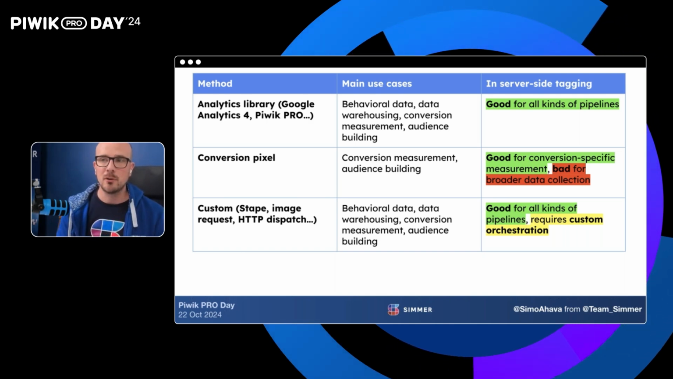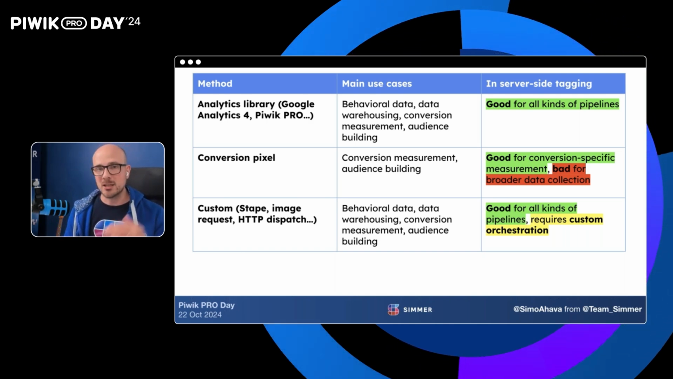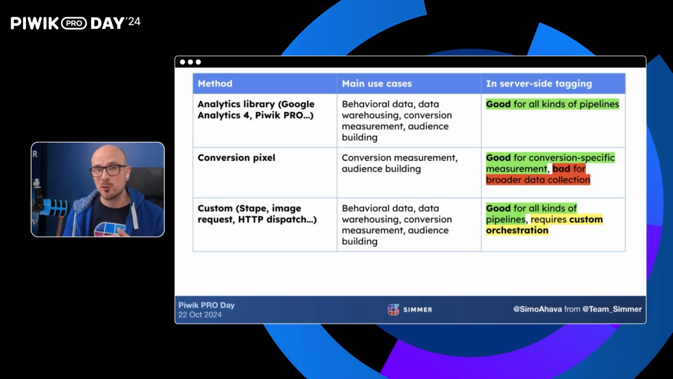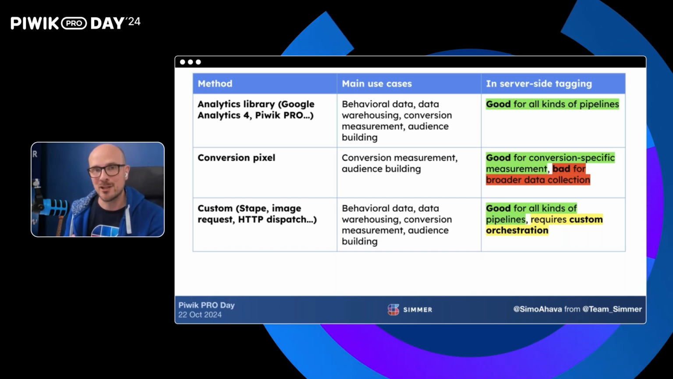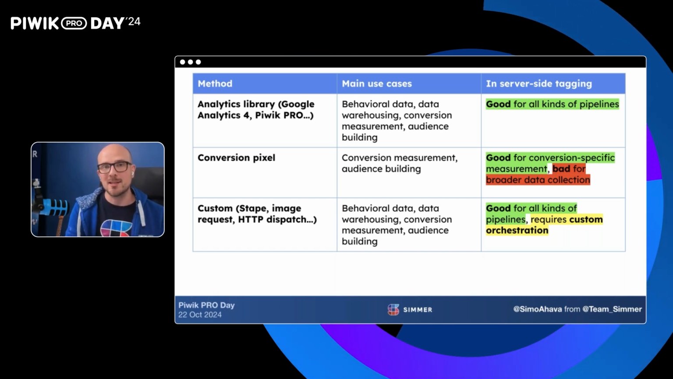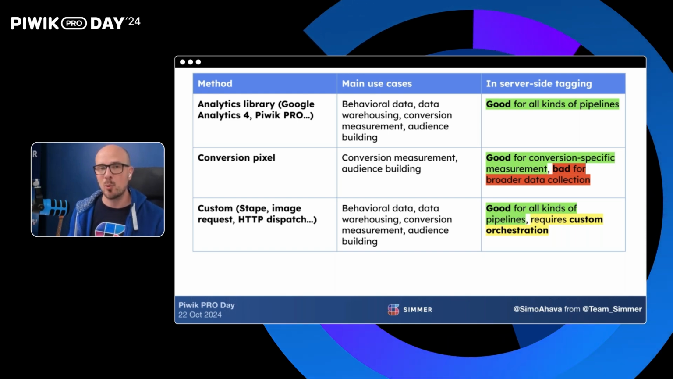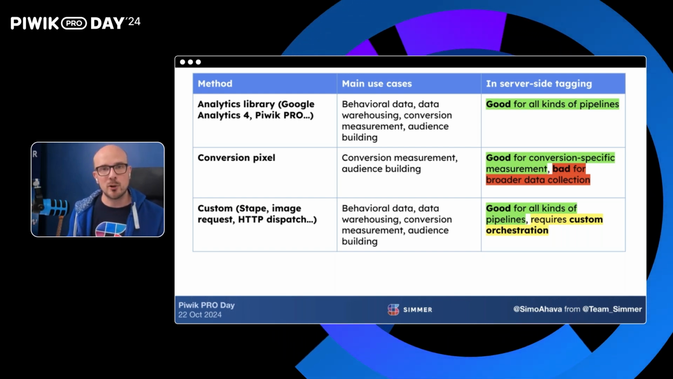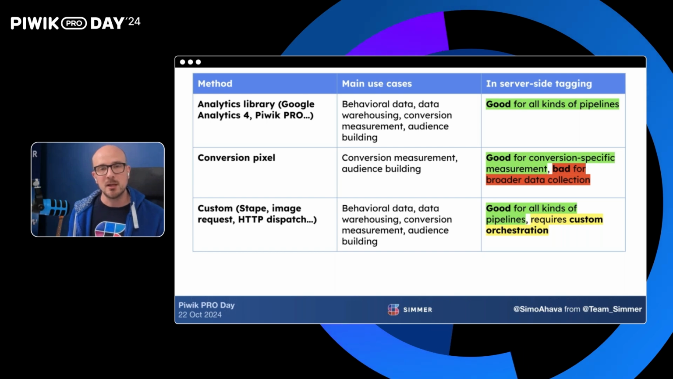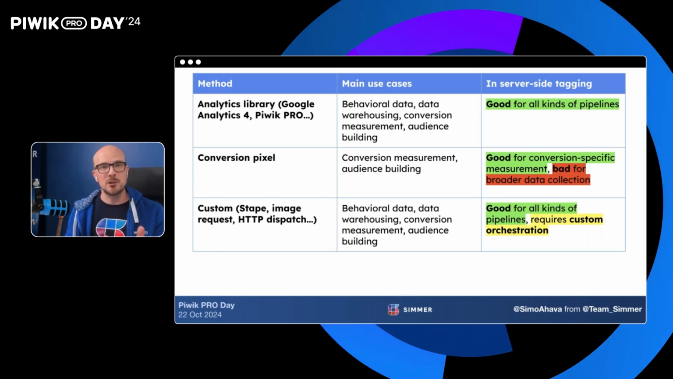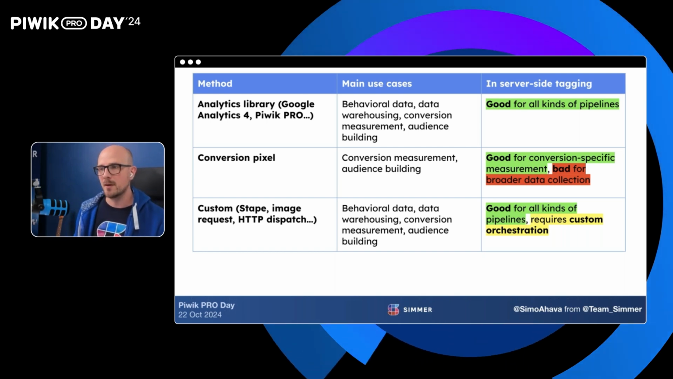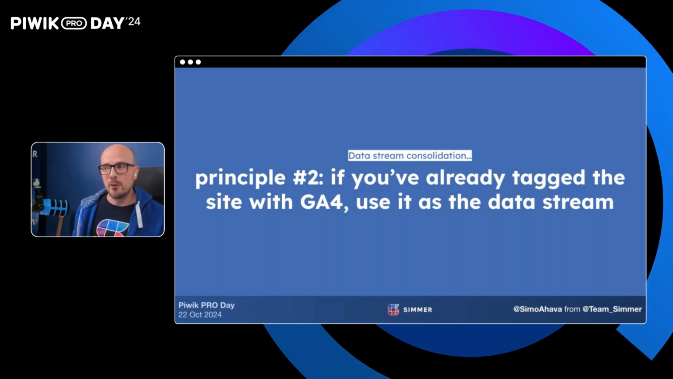And in my view, the best way to move forward is to avoid creating anything specifically for server-side tagging. Try to reuse existing tagging as much as you can. So that's principle one. Try to build a broad enough client-side collection setup so that server-side you have enough options for your different vendor endpoints. So if you've already tagged the site with GA4, use that as the data stream.